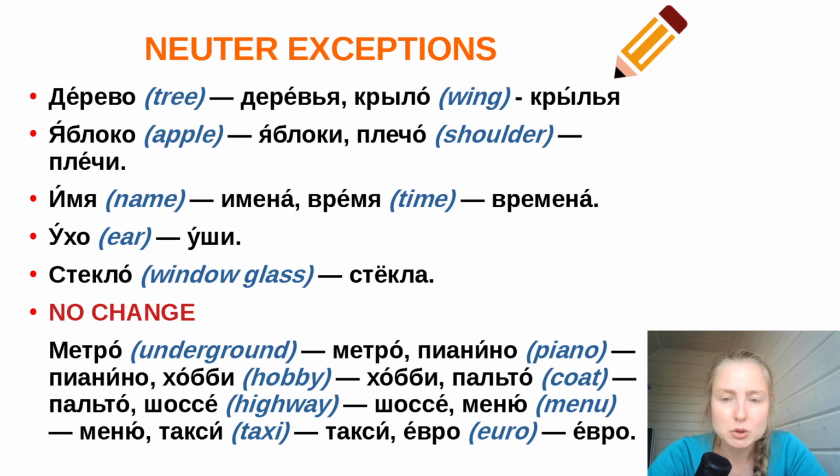Okay, and the last group, which I called no change, means that the singular and plural form will be the same. These words are like metro, metro, pianino, pianino, hobby, hobby, пальто, пальто. So in English, we can have one coat and many coats. In Russian, it doesn't matter. Пальто, пальто. Одно пальто, много пальто. It's the same. Шоссе, шоссе, меню, меню, такси, такси, евро, евро.